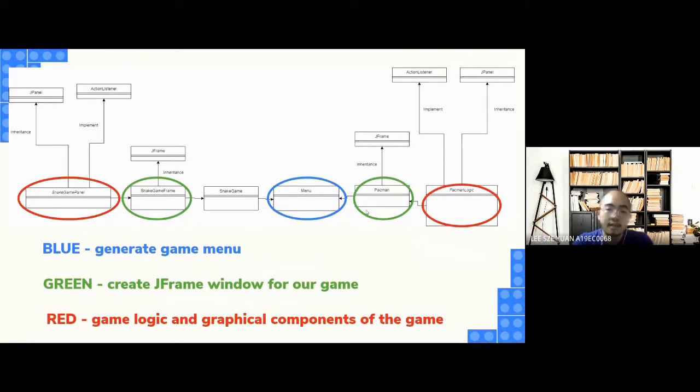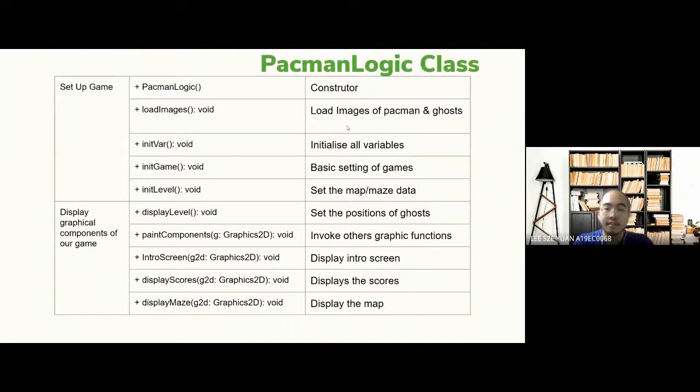Then the last thing I want to explain is the classes inside the red circle, which are the Snake Game Panel class and the Pacman Logic class. These two classes are responsible for every game logic and all graphical components of our games. This is the list of functions that we have in our Pacman Logic class. So, sir, you may pause the video to have a look at this list of functions.